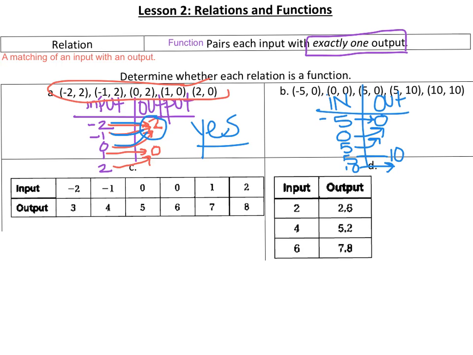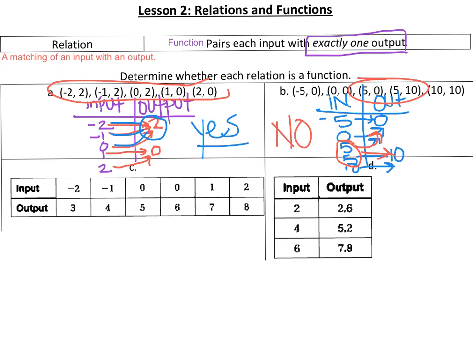Now, as I'm looking at all of these, I know I accidentally wrote this together, but 5, one input of the same number, goes to 2 different outputs. One goes to 0 and one goes to 10. Because of that, that is not a function because that input of 5 has multiple outputs.